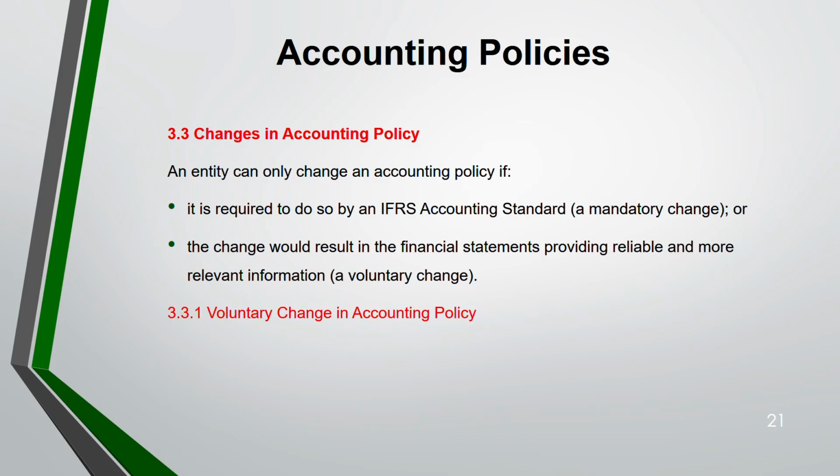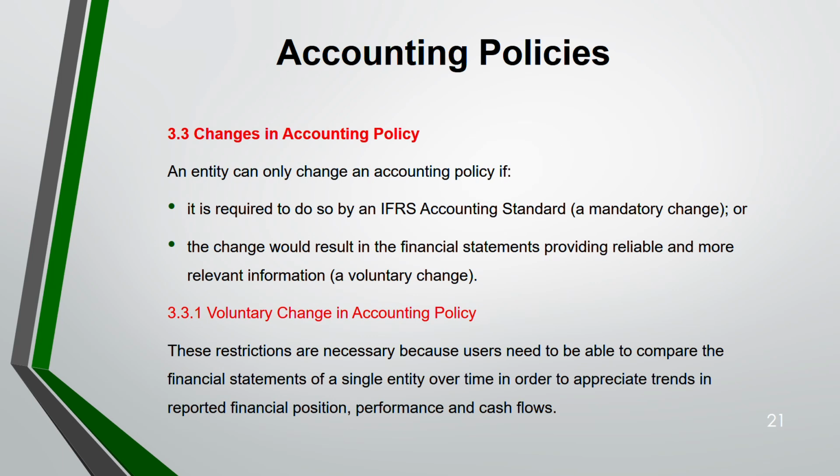These restrictions are necessary because users need to be able to compare financial statements of a single entity over time in order to appreciate trends in the financial position, performance, cash flow. Why are these restrictions important for voluntary change? It has to be reliable and relevant information, then only you can change. Because if it was not restricted, you would have changed the way you want. Then it's very difficult to compare among themselves or with other entities. That's why.